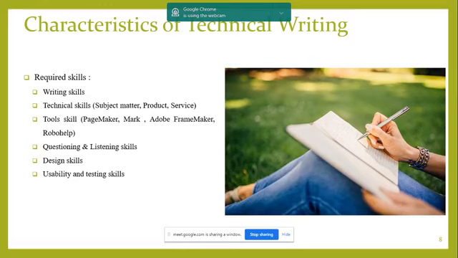Now I will just run through all the points of required skills: writing skills, technical skills, tools, questioning, listening and reading skills, design skills, usability and testing skills. These are skills a technical writer should have before writing your paper, or when you start your writing process, even then you can use them.